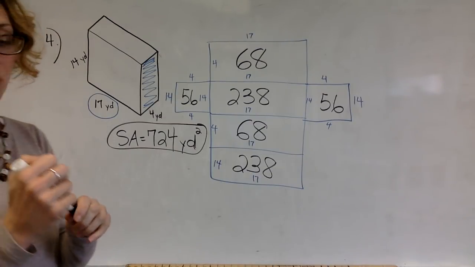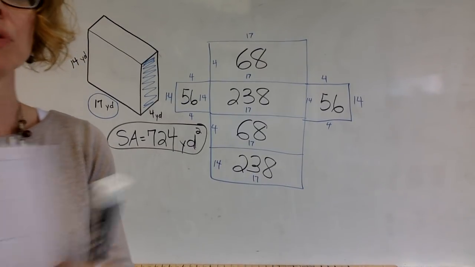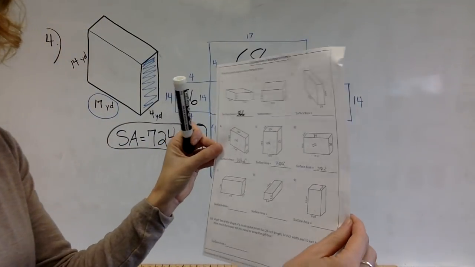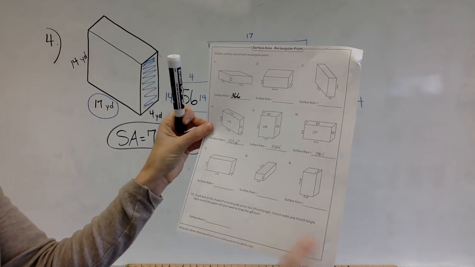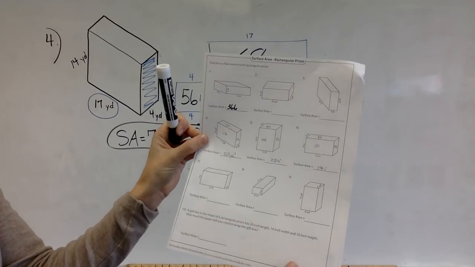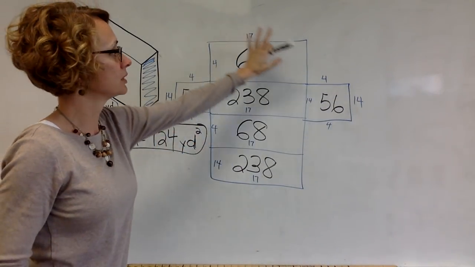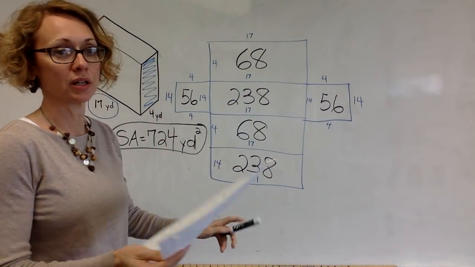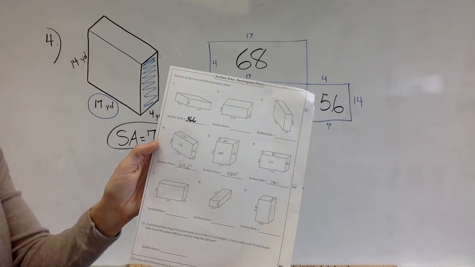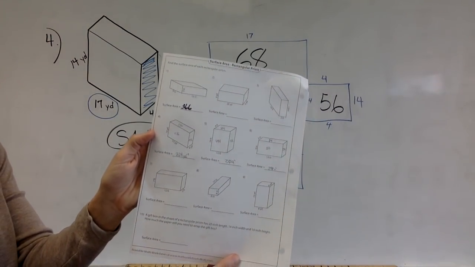That's it. What I'd like for you to do now is complete this worksheet, 1 through 10, where you give me a sketch, a 2-dimensional net pattern drawing for each one of your rectangular prisms to get their total surface area.